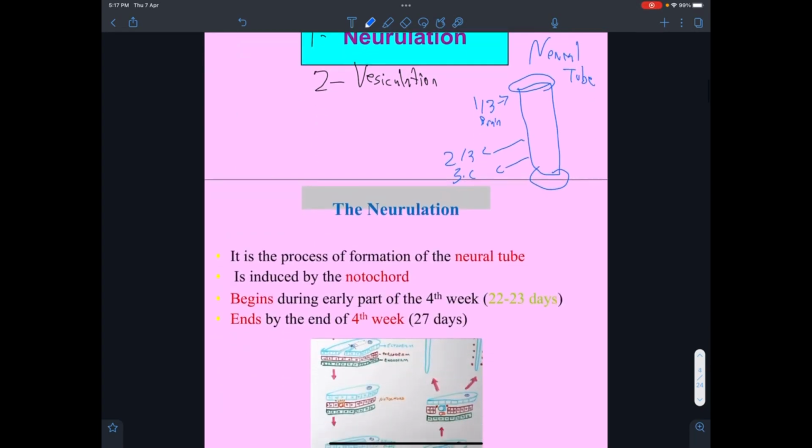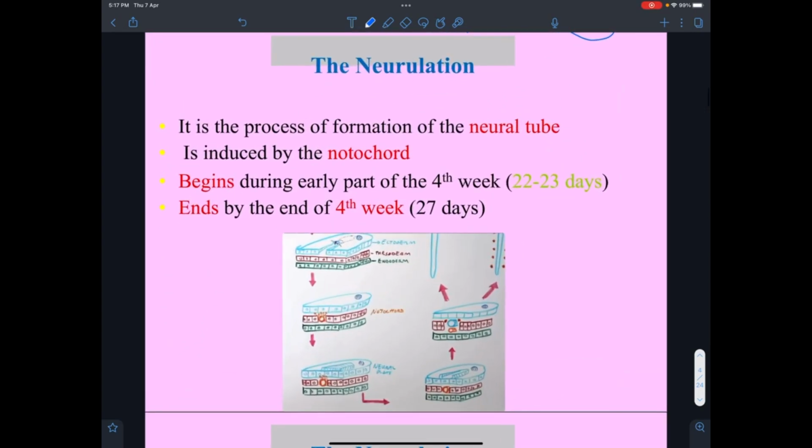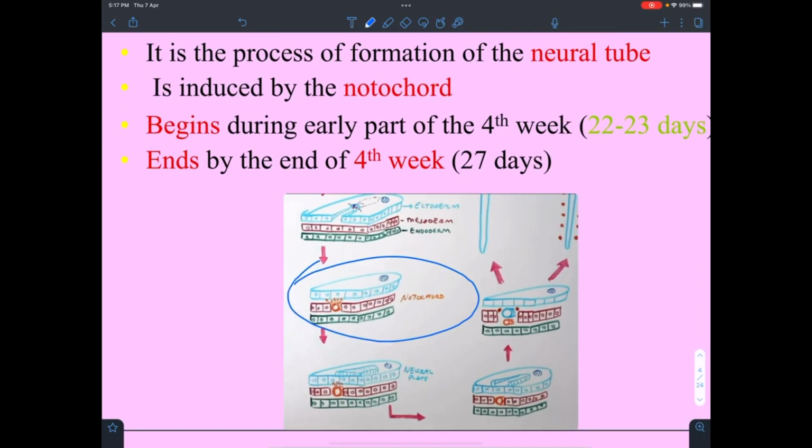Let's translate some of this. So neurulation, like we said, is the formation of the neural tube, and it is induced by the notochord. Be careful, the notochord and the neural tube are not the same thing. The notochord is a separate structure. Before even that, do you remember the trilaminar disc? You remember ectoderm, mesoderm, endoderm?